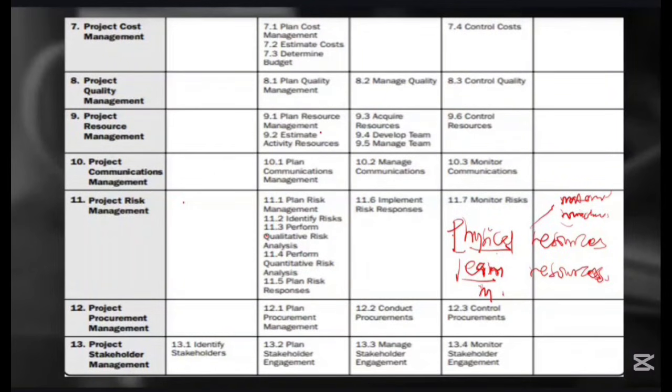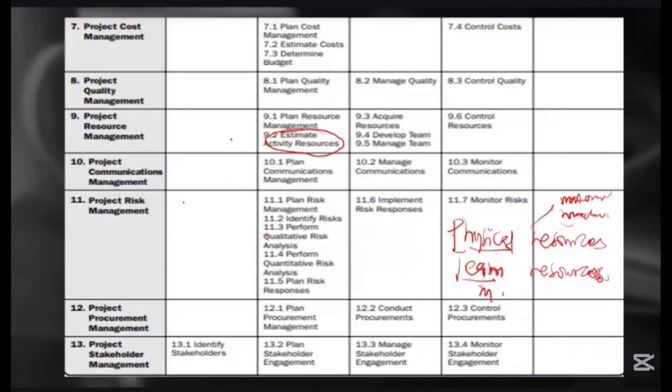It will give us a direction as to how to estimate the activity resources. How many do we need? This activity, we need a mason, but how many masons do we need? This activity, we need a concrete mixer, but how many concrete mixers do we need? This activity, we need a printing machine, but how many printing machines do we need? So estimate activity resources. So identify the resource, know the number. That's what the estimate activity resource is about.